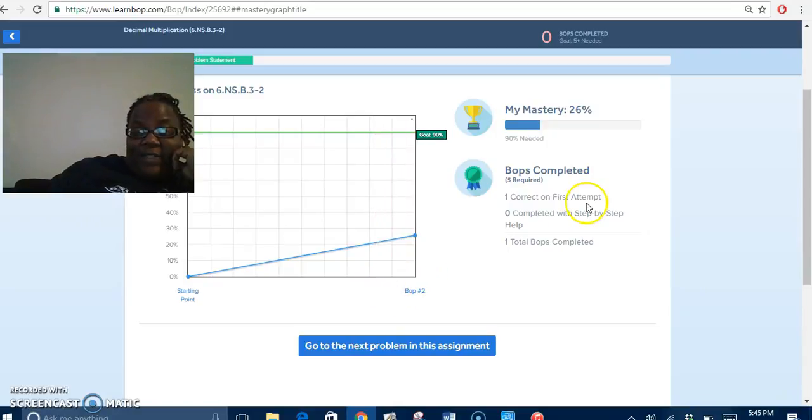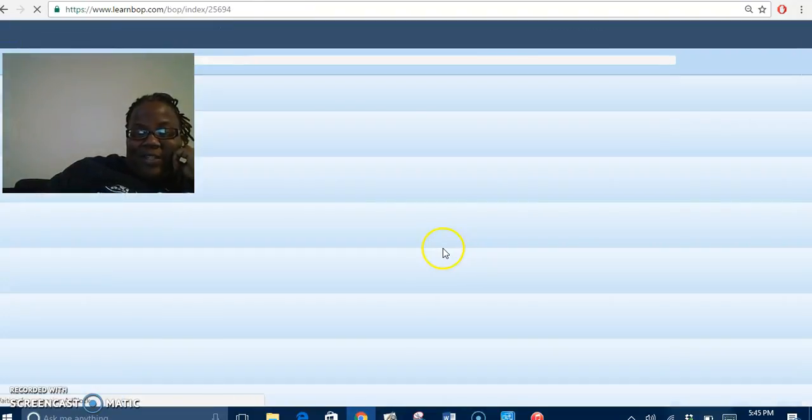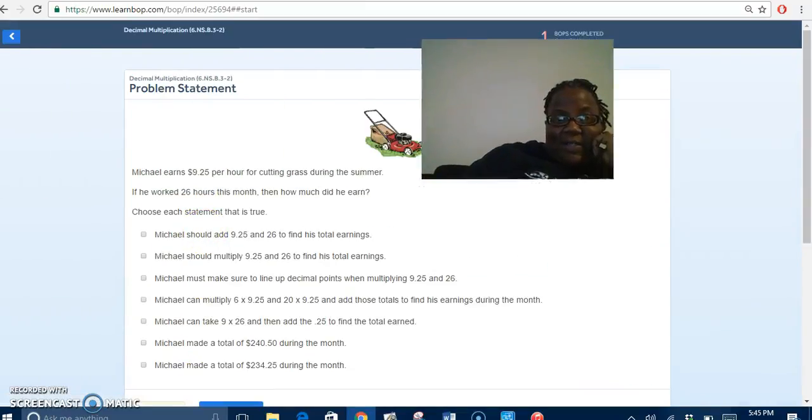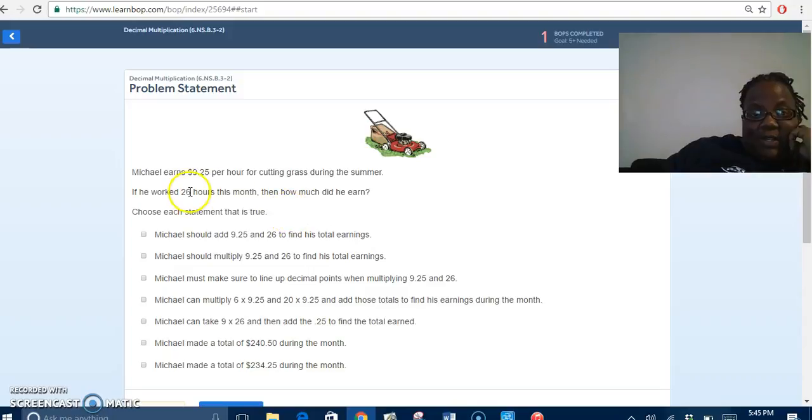Okay, so I just answered the first problem from the multiplication of decimals, and I'm going to go to the next problem and try that one with you. This problem says Michael earns $9.25 per hour for cutting grass during the summer. If he worked 26 hours this month, then how much did he earn? So use each statement that is true.